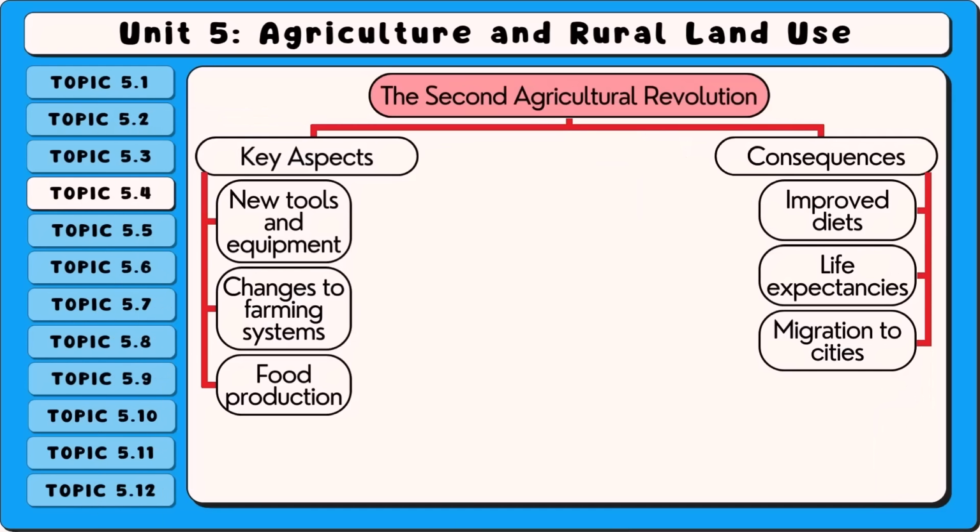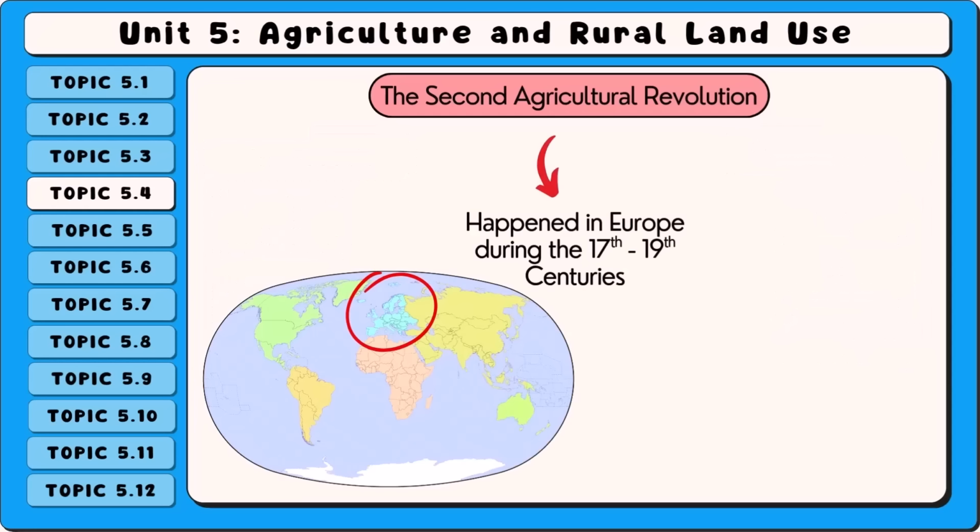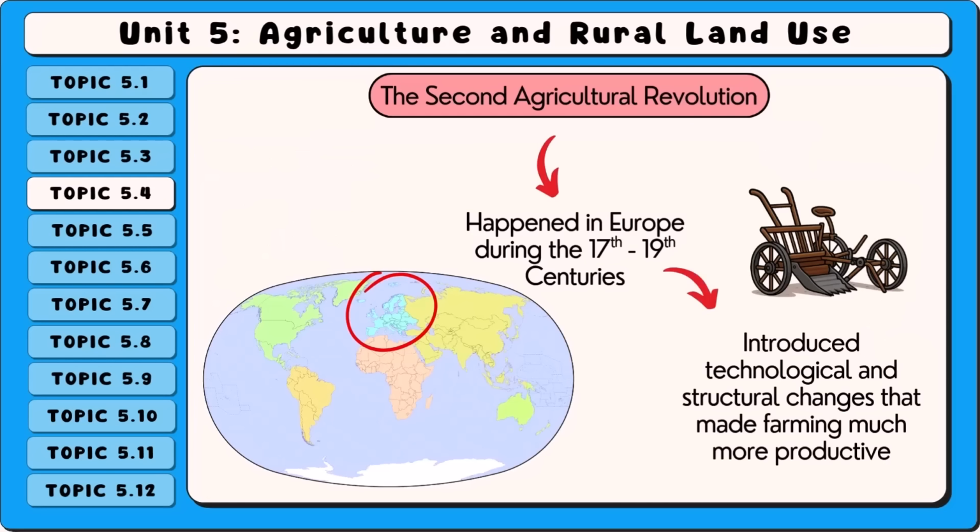In topic 5.3, we briefly introduced the Second Agricultural Revolution as part of agriculture's global diffusion. In this lesson, we are going to go deeper into what made the Second Agricultural Revolution so transformative. The Second Agricultural Revolution happened in Europe during the 17th through 19th centuries, and it introduced technological and structural changes that made farming much more productive.